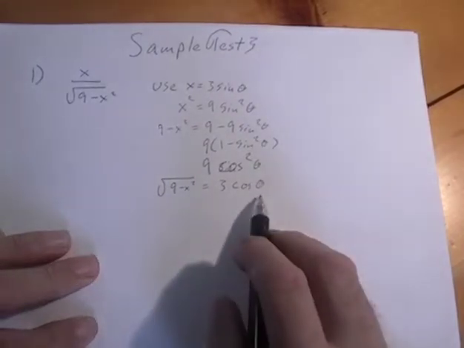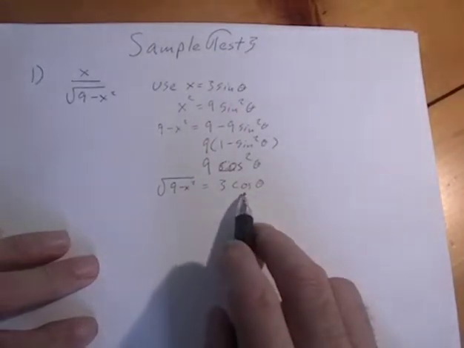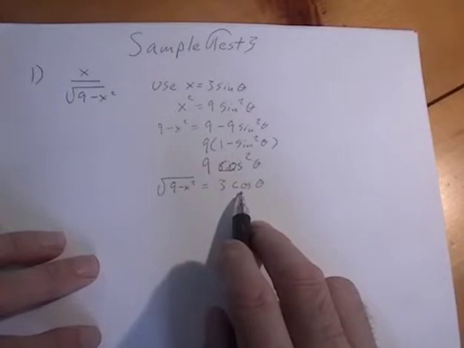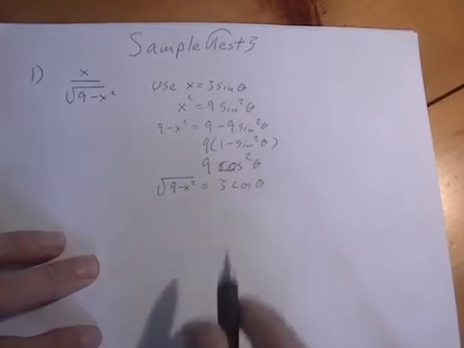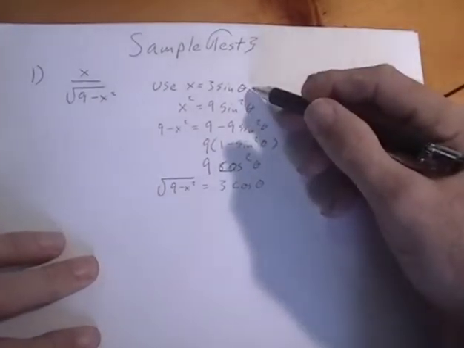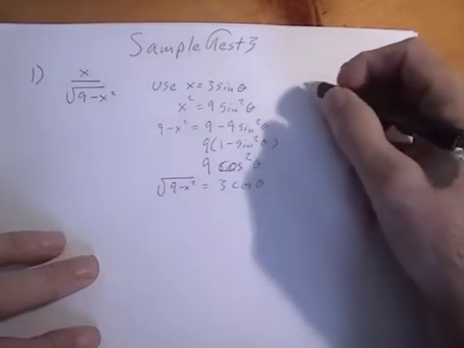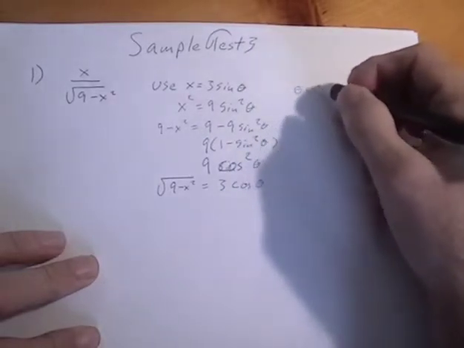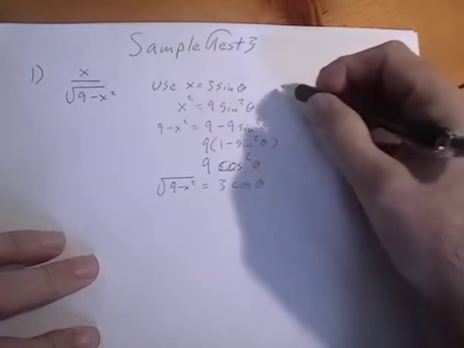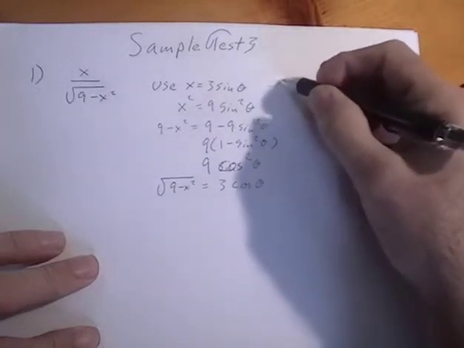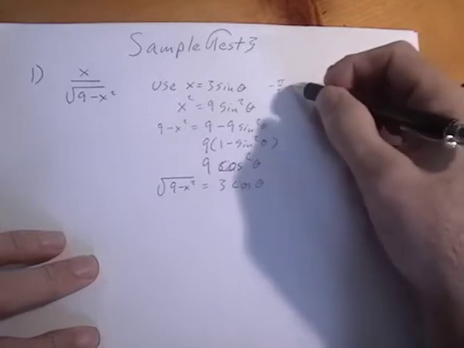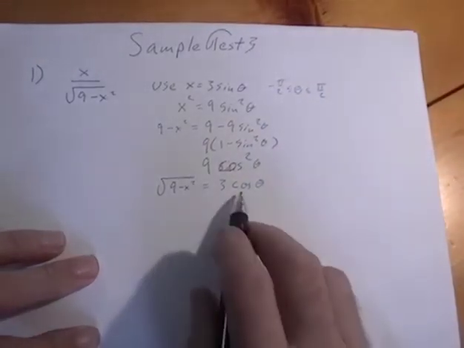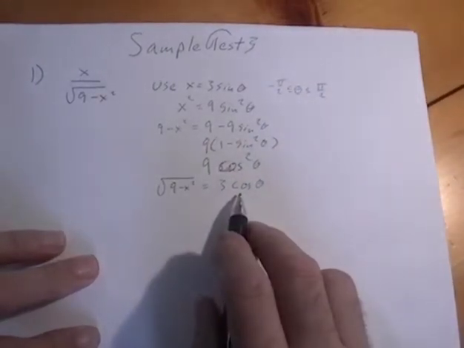That means that the square root of 9 minus x squared will equal 3 times the cosine of theta. Actually, it should have been the absolute value of the cosine of theta, but if you look at where this is going to be defined, this is going to be defined on values of theta between pi over 2 and minus pi over 2. For those values, cosine is positive.